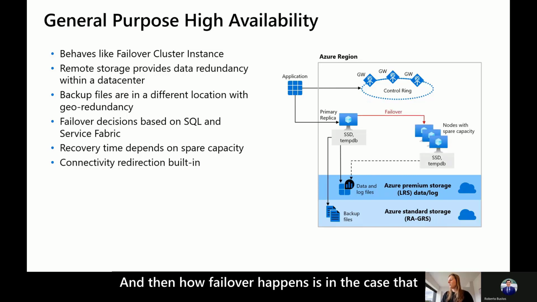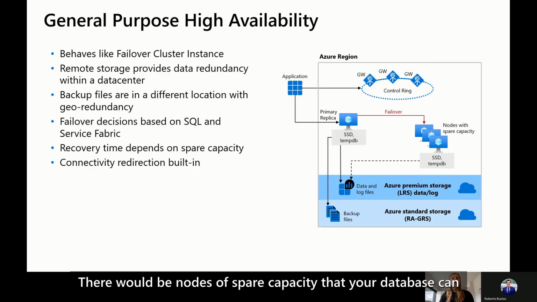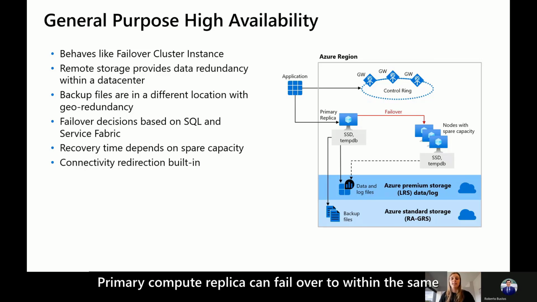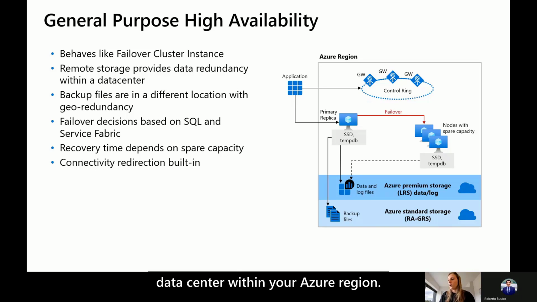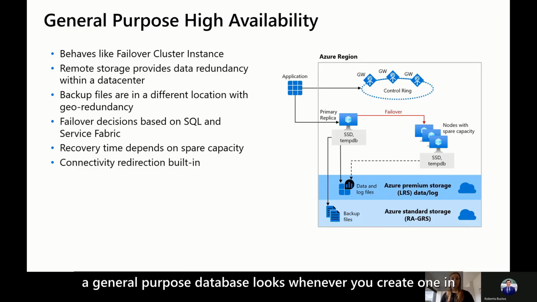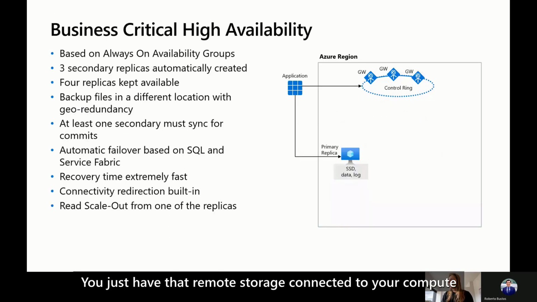And then how failover happens is, in the case that your database would need to fail over because of some kind of issue, there would be nodes of spare capacity that your primary compute replica can fail over to within the same data center within your Azure region. So this is essentially how a general purpose database looks whenever you create one in Azure SQL database. You just have that remote storage connected to your compute replica.